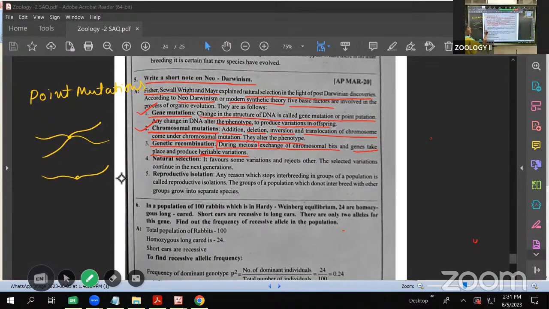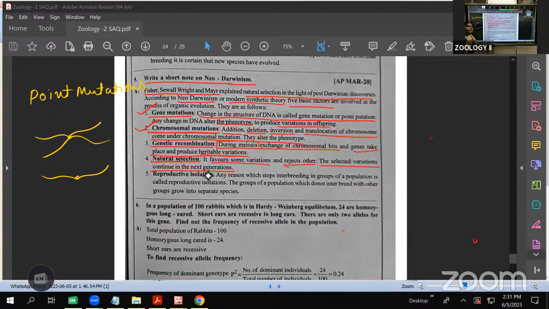Next point is natural selection. It favors some variations and rejects others. For some characters it is favorable, and some characters it rejects. The selected variations continue into the next generation. Nature selects which characters are continued in the generations, and which one is rejected is not continued in the next generation. That is about Darwin's natural selection, which we already discussed.